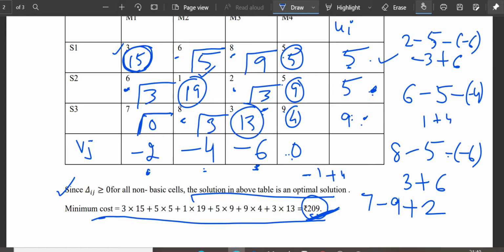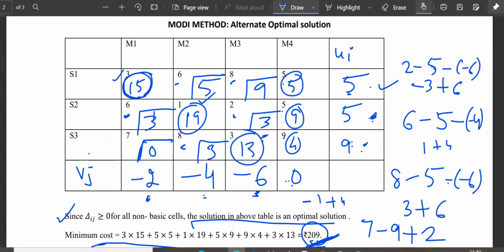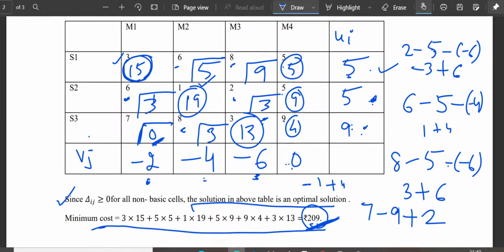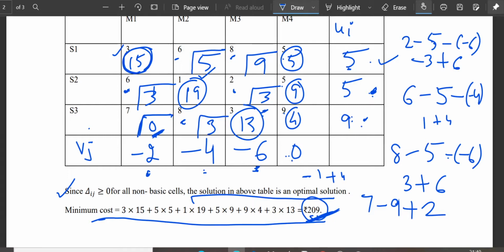Okay, so this is my case of alternate optimal solution. You all can observe that corresponding to S3M1 also we have delta ij as 0. So again alternate optimal solution exists. You all can make a loop from here again and get the answer. Okay, one more solution will be there. So any number of alternate optimal solutions may exist here, right?